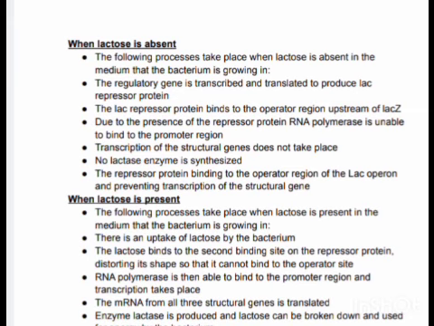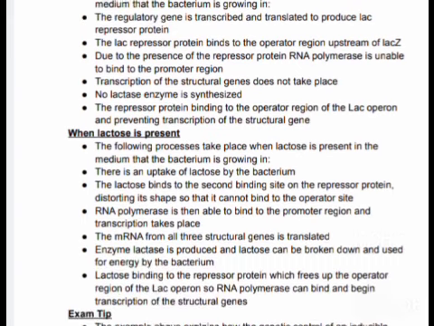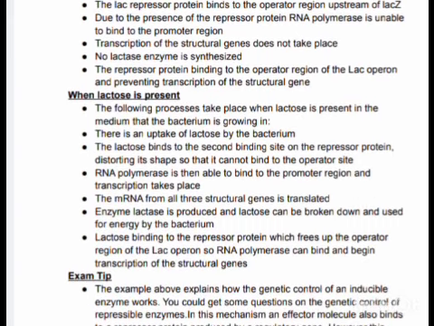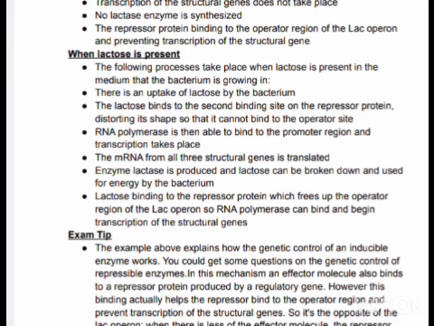So, no lactase enzyme. And when lactose is present, what happens is that lactose is going to bind to the second binding site of the repressor protein. So its shape is distorted, meaning it cannot bind to the operator, so RNA polymerase is going to continue transcription. So mRNA from all three structural genes is translated, so the enzyme lactase is produced and lactose can be broken down and used for energy by the bacteria.